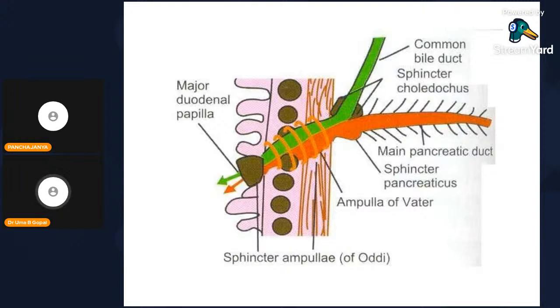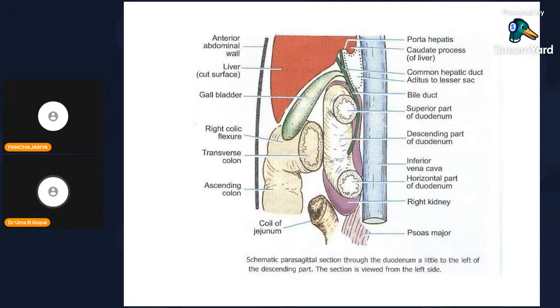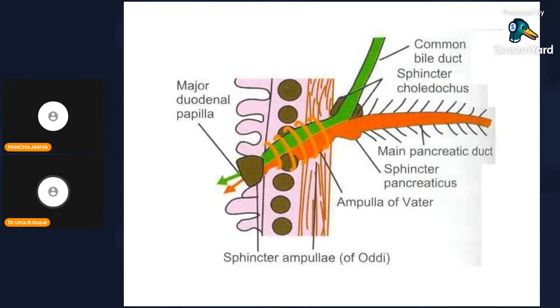Okay, so the signals will be carried by the hormones called cholecystokinin and pancreozymin, which signal that the person has ingested food rich in fat. Only then will these sphincters relax, and the biliary secretion and the pancreatic secretion are poured into the second part of the duodenum for the purpose of digestion of food which is rich in fat.